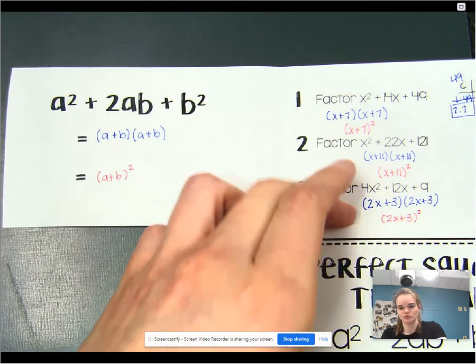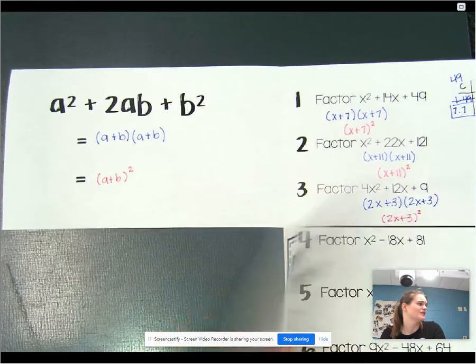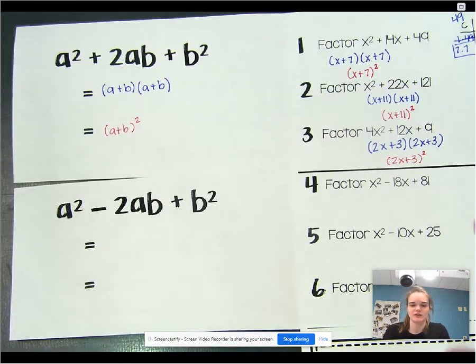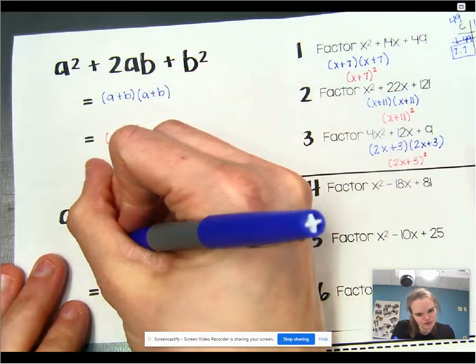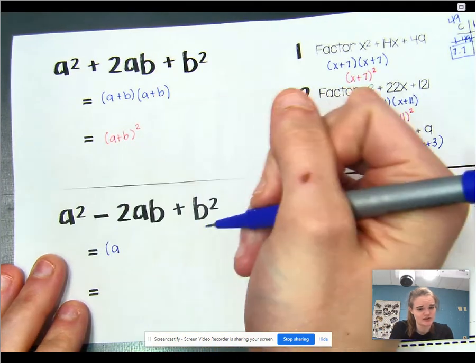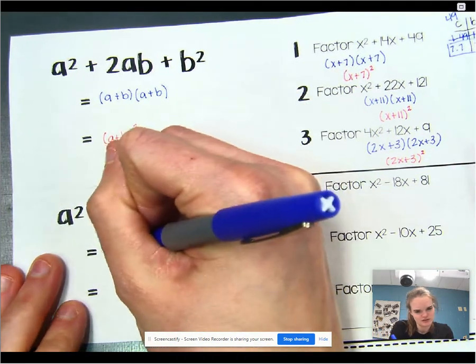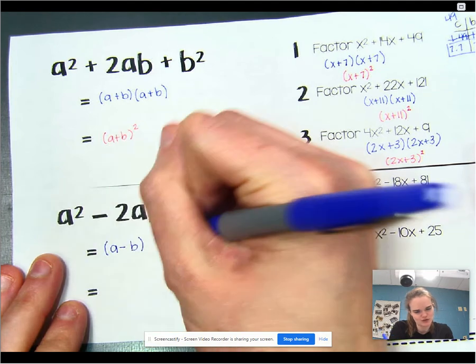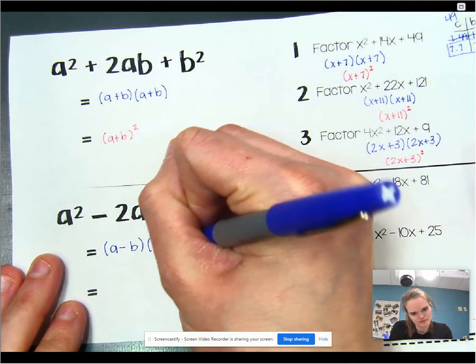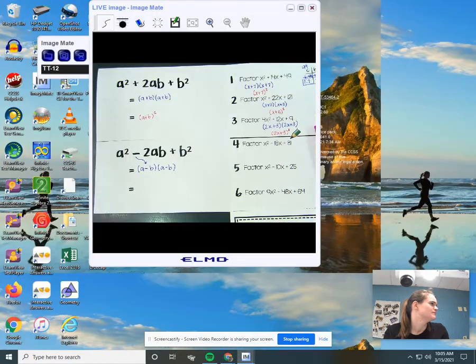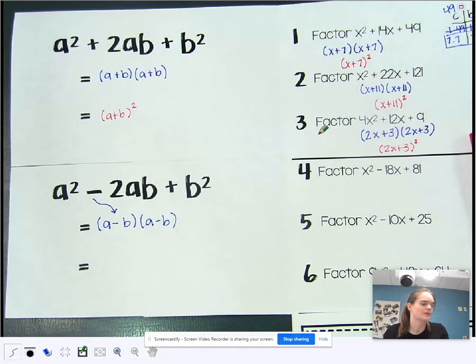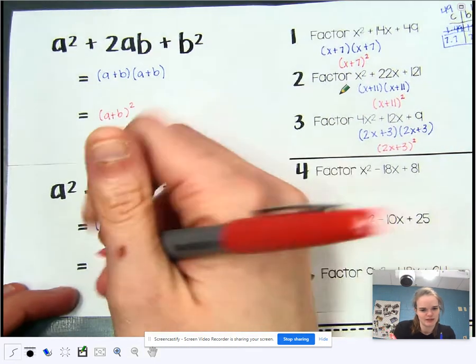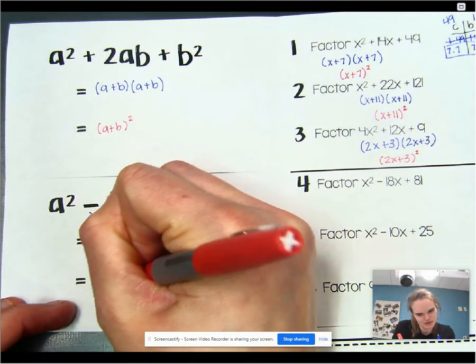All right, we're going to talk about the rule for a perfect square trinomial when it's got a minus in the middle. It's the same thing. We will take the square root of a squared, which is a, the square root of b, and we're going to put a minus between them this time because it's minus. Okay, my screen froze for a second there. There we go. All right, and finally we will make it as a minus b squared.